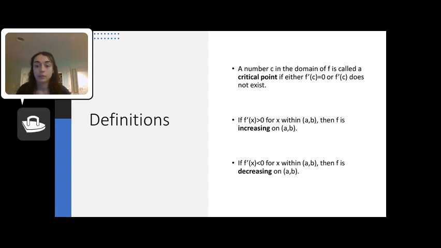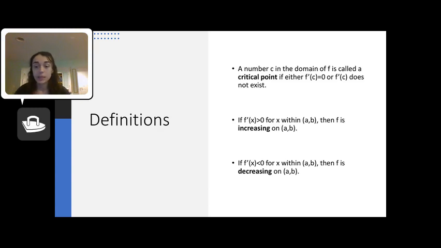Okay, moving on. So the next definition is for increasing intervals. It says if f prime of x, the slope at x, is greater than 0 or positive for x within the interval between a and b, then f is increasing on that interval. So if there's a positive slope at x within a certain interval, then f will be increasing on that interval.